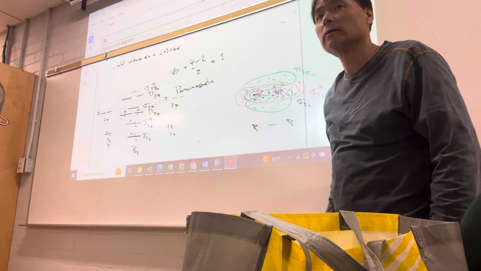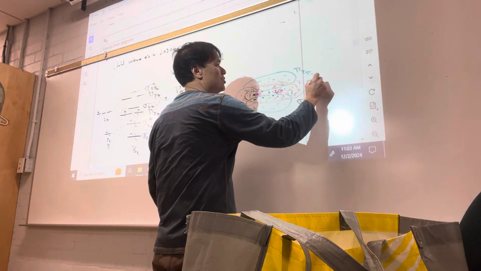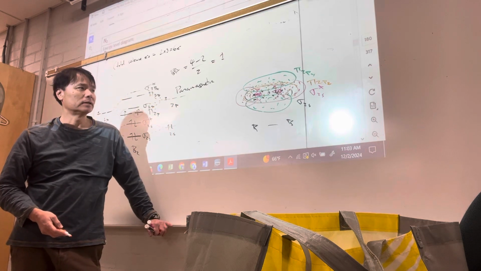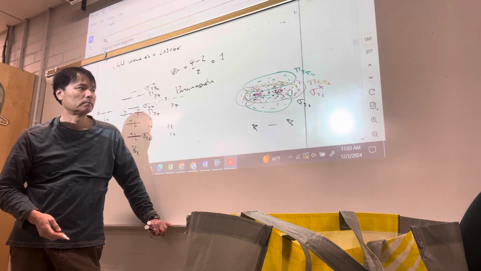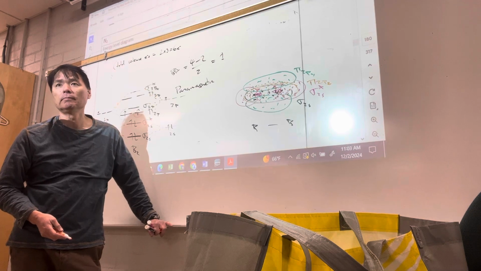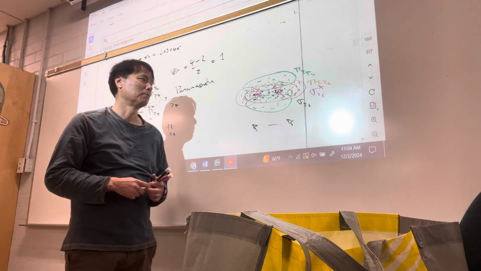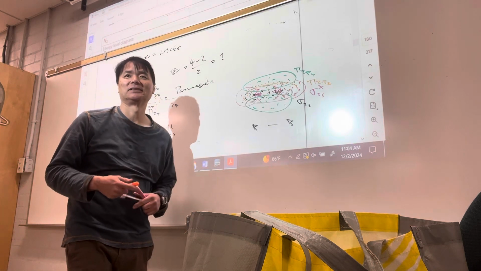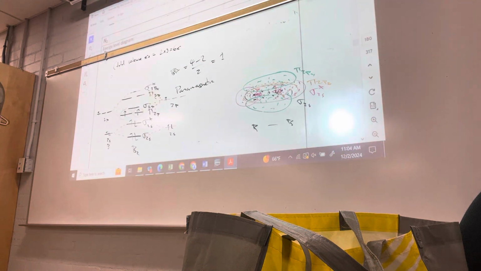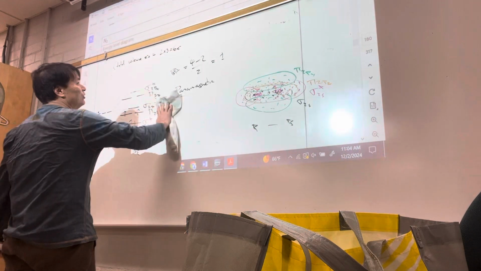I'm sorry? What's the orange part? The orange part is the other pi. This is the pi 2pz. On an exam, would we have to draw that? Like, the orbitals? Possibly. Yeah, actually, yes, you will have to draw it. On the exam, you'll have to draw it to get full credit.